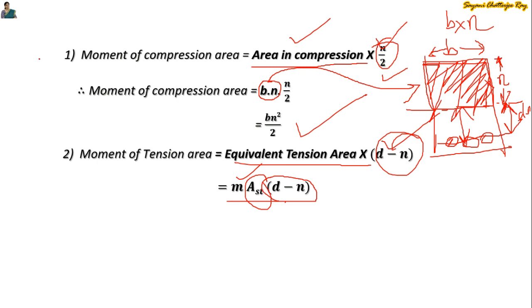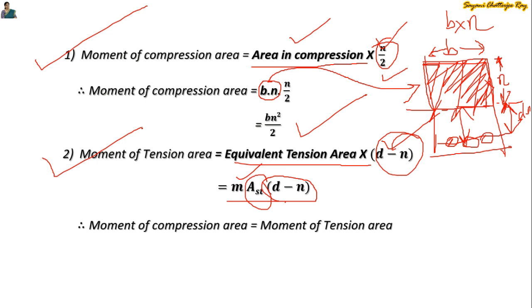We will just equate the moment of the compression area to the moment of tension area. So equating both of them, we get bn square by 2 equals to m AST into d minus n. This equation is a type of quadratic equation, and whenever you solve a quadratic equation, you will get two values of n. One will be positive and one will be negative. So we will take the positive value of n only.